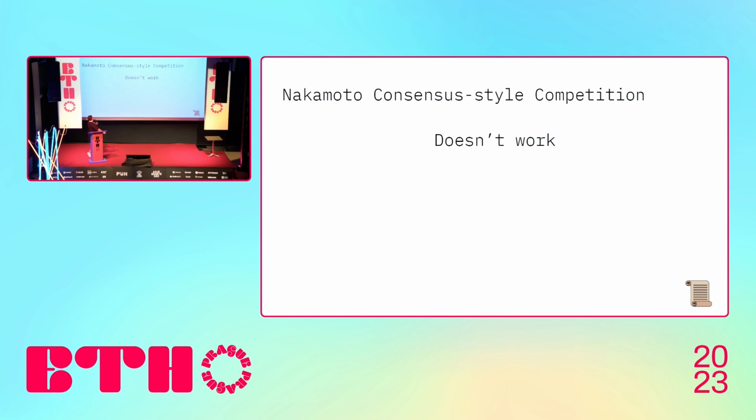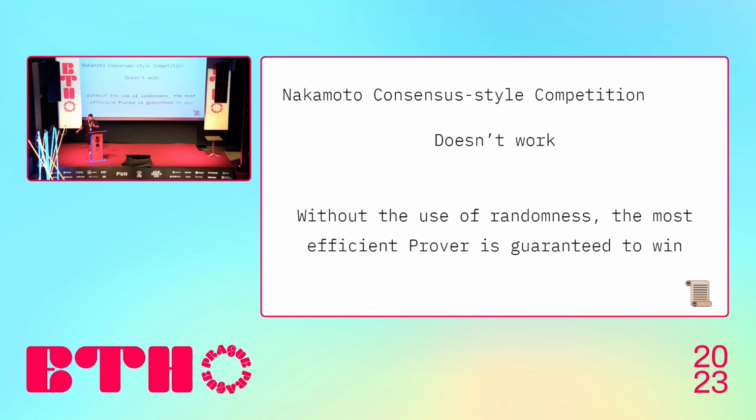So a Nakamoto consensus style mechanism doesn't really work. And the reason why it doesn't work is because it doesn't have randomness. Zero-knowledge proofs are not really random, they're deterministic. So if you and I compute the proof of the same statement, it's going to be the same proof. And therefore, the most efficient prover is always going to win. There's no randomness. So for example, in Bitcoin, if you control 1% of the hash rate, your probability of winning the puzzle for a specific slot is roughly 1%. In here, if you control 1%, but you have the most efficient prover, your probability of winning is almost 100%.